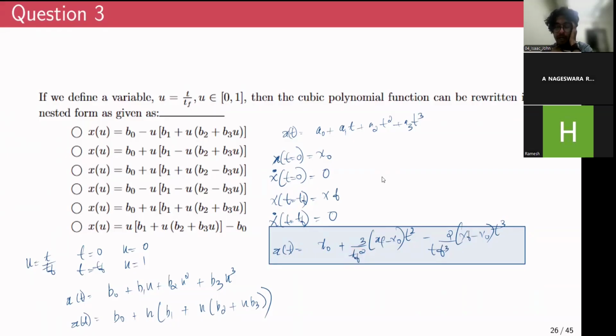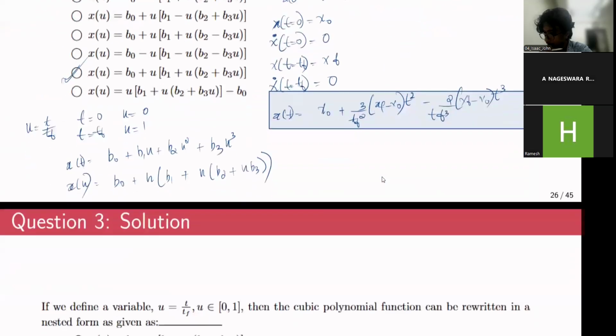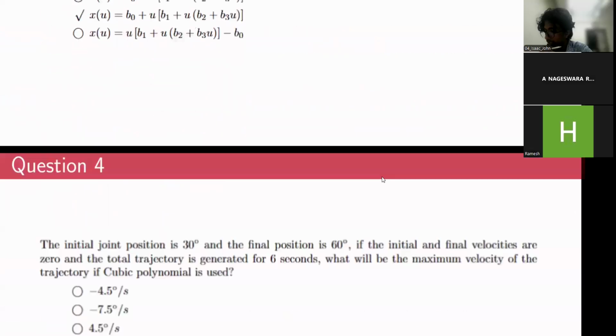So in that regard, I believe the correct answer, if you substitute u instead of t by tf, your new trajectory would look something like, I believe it's this one, the fifth option. Yeah, it's not x of t, it's basically x of u, actually. Yeah, it would basically be the fifth option. All right, that is indeed the correct answer.